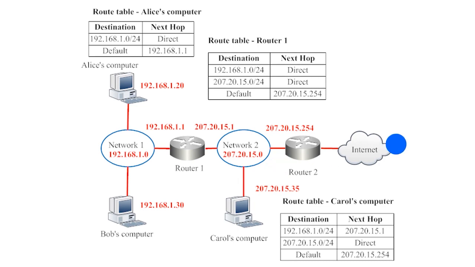Now let's trace a couple of routes from Carol's computer. If Carol wanted to send information from her computer to Bob's computer, then her route table would direct that information to Router 1, and then the route table at Router 1 would direct that information to Bob's computer. If Carol wanted to send information to an IP address that is on neither Network 1 or Network 2, then her route table would default to sending that information to Router 2, which would then run through its route table to direct that information to the next address in line.